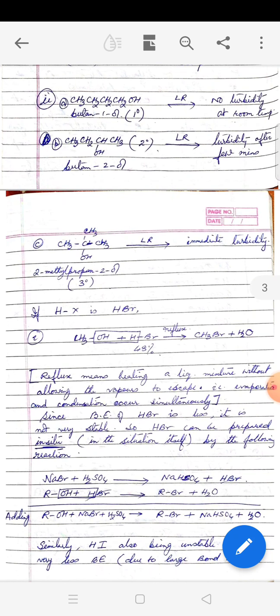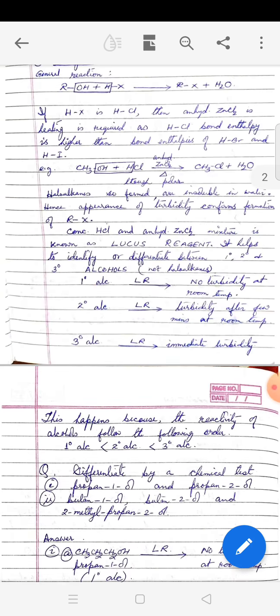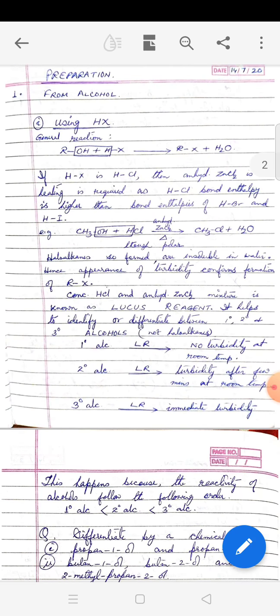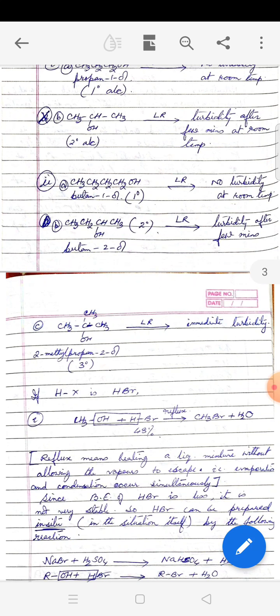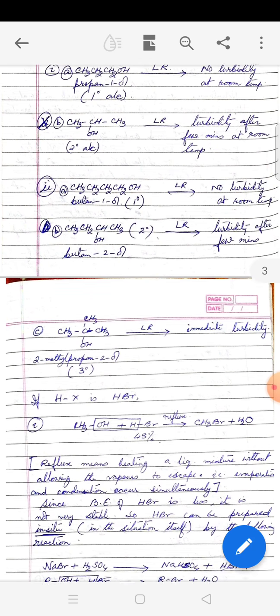So the next method is, if we want to prepare bromoalkane, then what should we do? To prepare chloroalkane, we have taken HCl. So you can understand, to prepare bromoalkane we should take HBr. Yes, we are taking HBr, CH3OH and HBr. I have drawn the box again to show loss of water. And the process is called reflux.